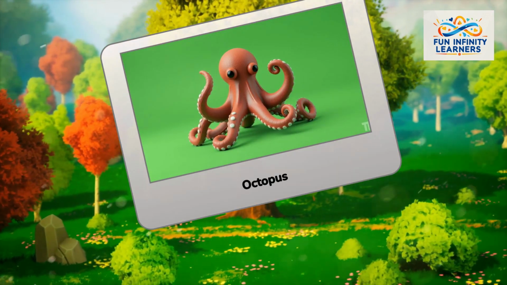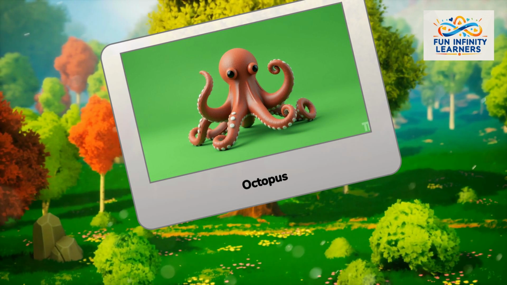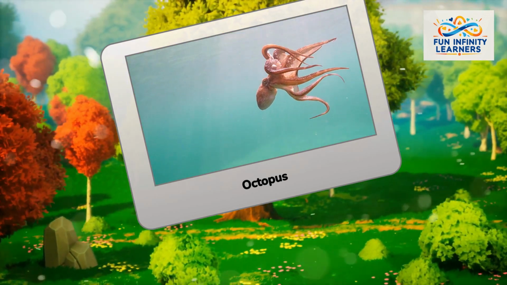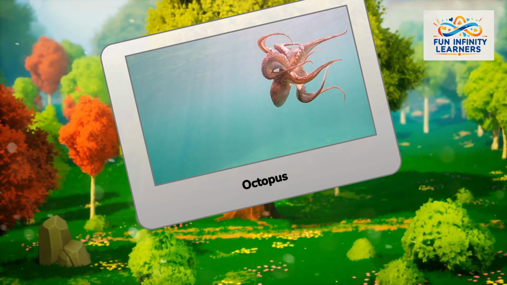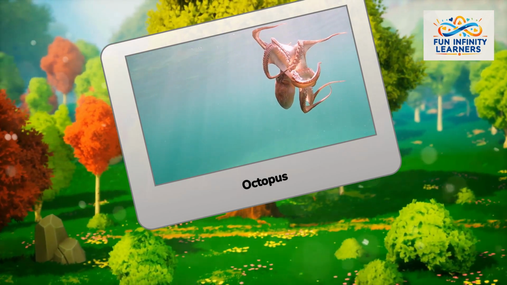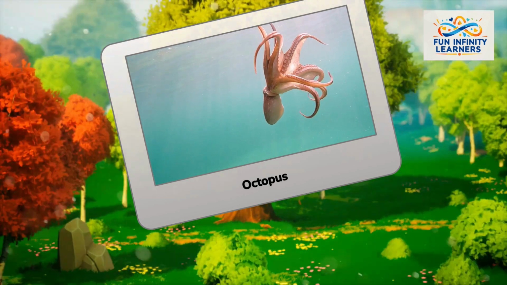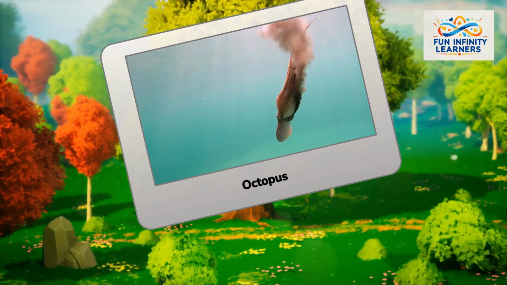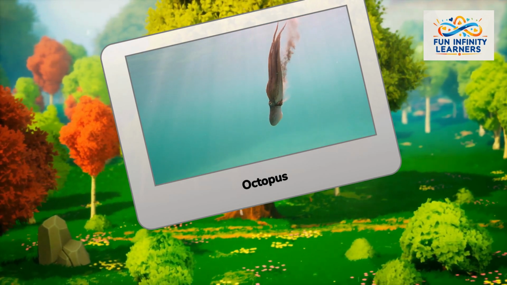This is an octopus. O-C-T-O-P-U-S. Octopus. This is an octopus.